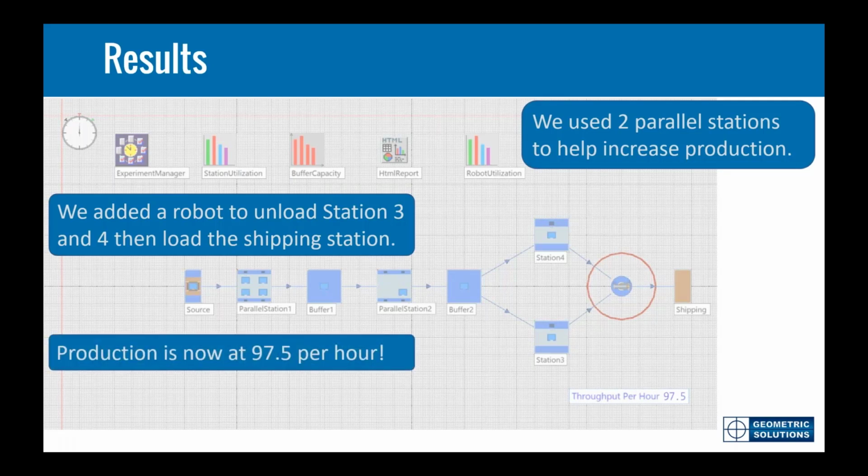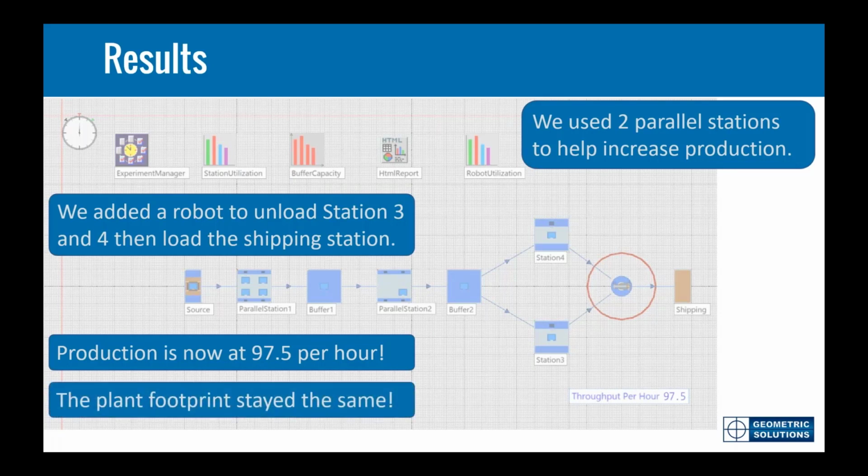Production's now at 97.5 per hour, and we didn't change the footprint of the plant. It stayed the same. So it's a big win for us. And this is something that you can do with plant simulation, and it's virtual. We haven't built anything yet. So we can prove this all out without having to build a physical model.